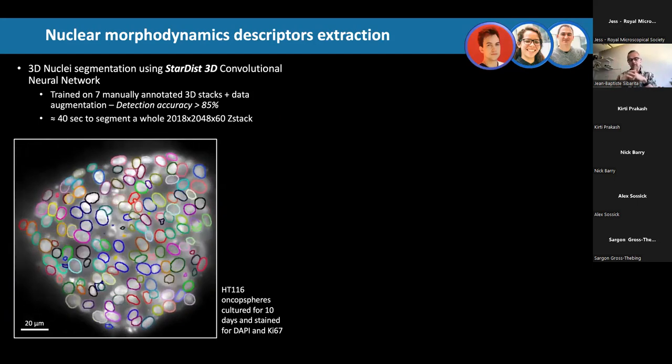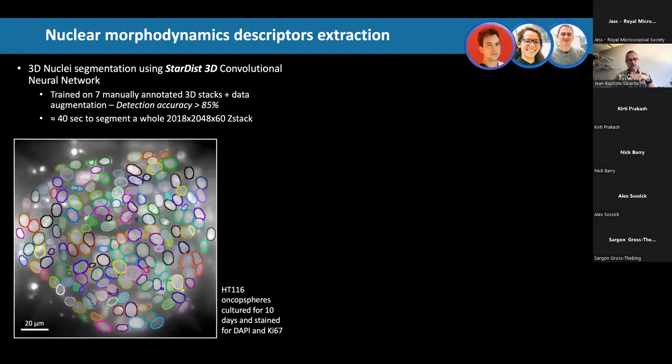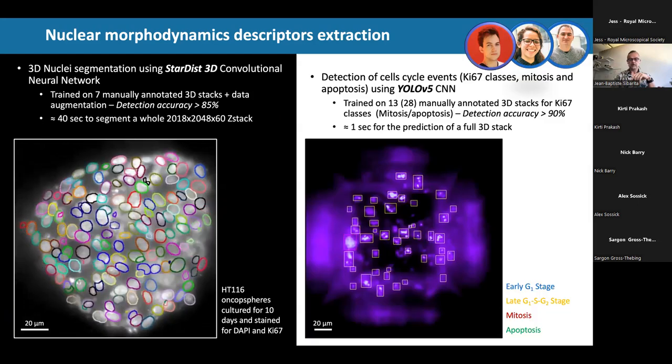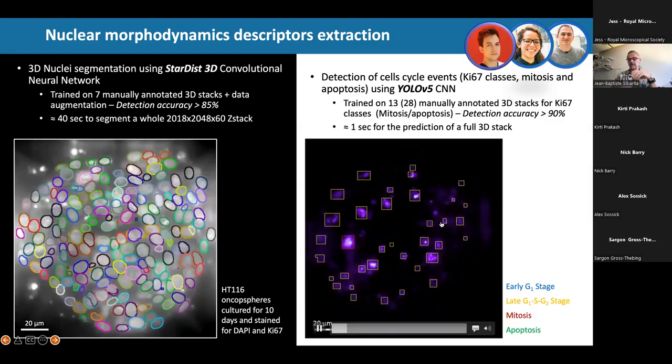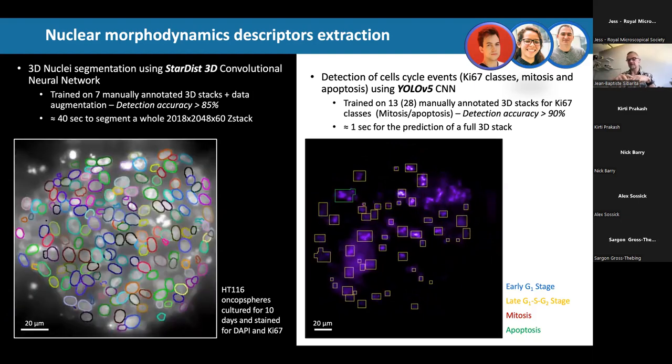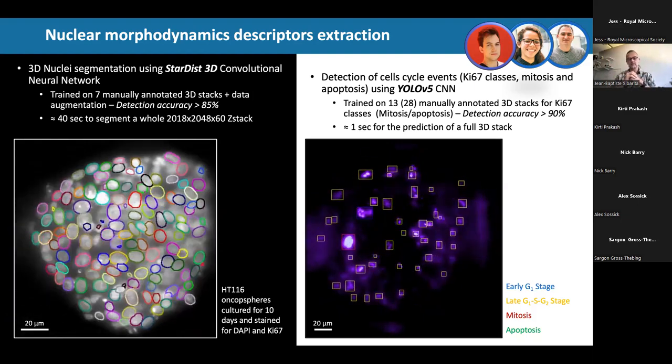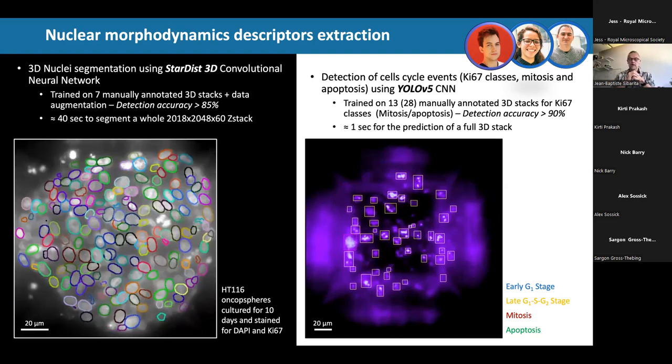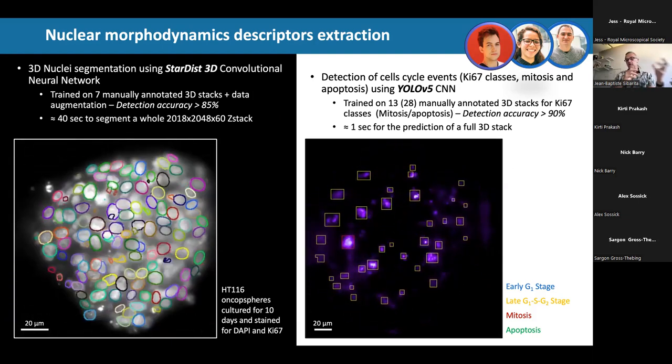So these were a few examples of different bigger 3D structures, using different types of networks to extract, for example, where the mitoses are, where the cell death is, which are the typical readouts interesting to see, for example, drug response.